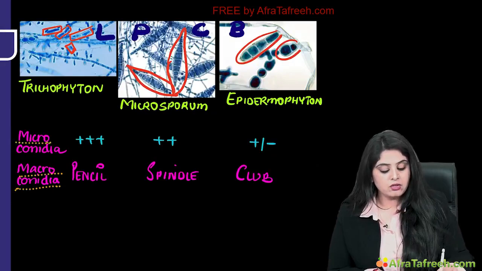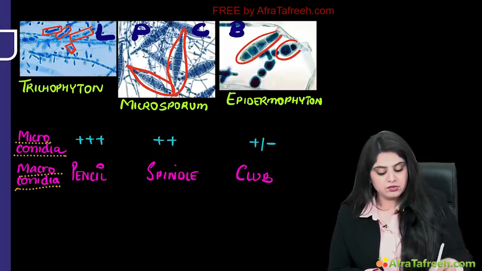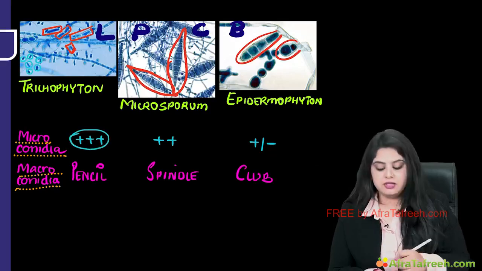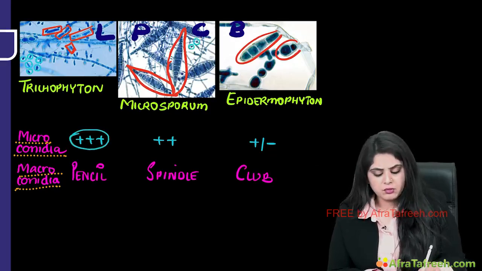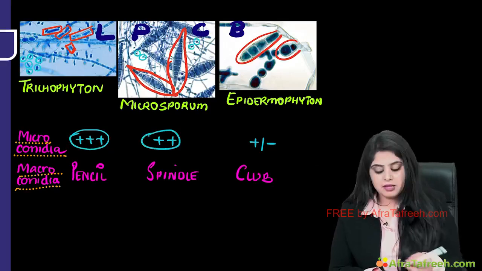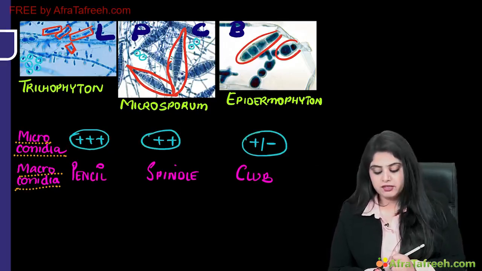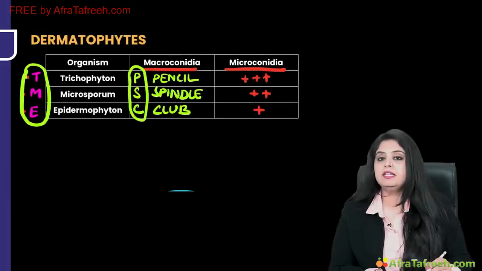Now I go on to microconidia. I had said descending order. So see, here there are lots of small things. Lots of microconidia. Here also I have some small dots. Quite many of them are there. But in epidermophyton it is sparse. It is hardly going to have any. So I hope that is okay with everyone because now you will tell me the involvement.